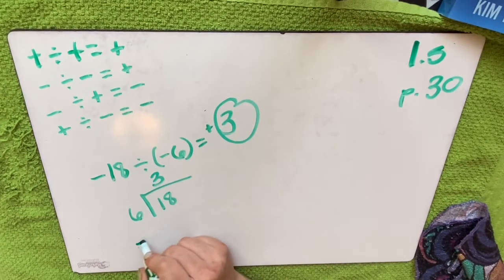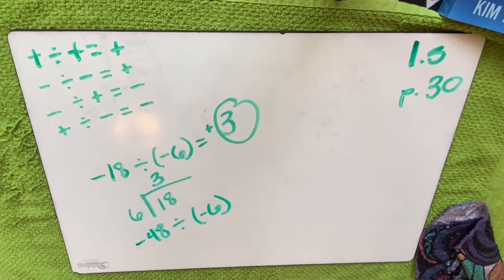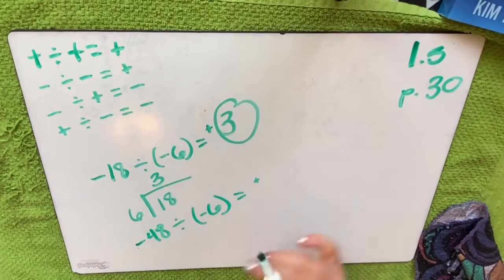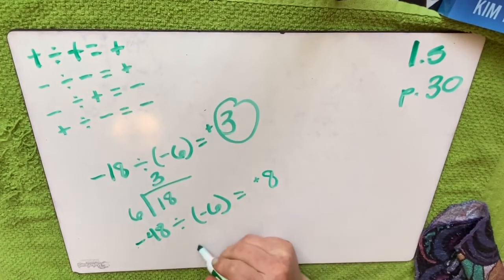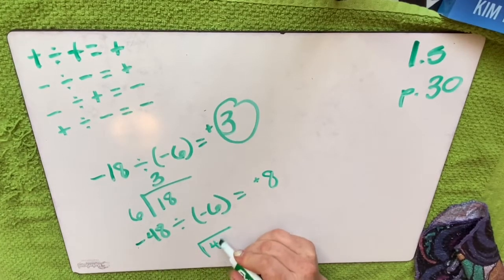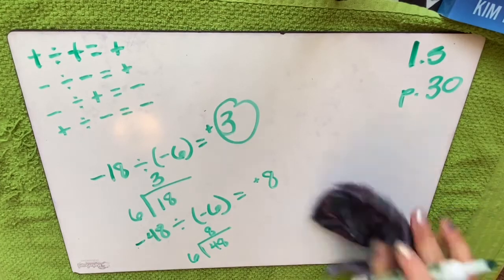Okay, let's do another one. Negative 48 divided by negative 6. So again, the answers are both positive. How many times does 6 go into 48? 8 times. So again, this one goes 48 divided by 6, which is 8. Okay?